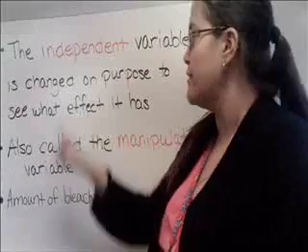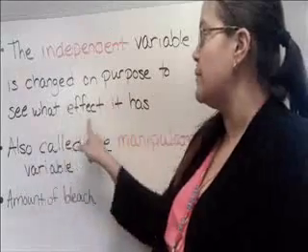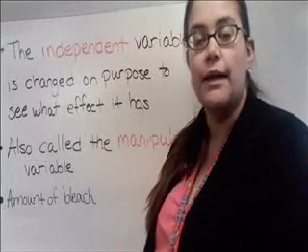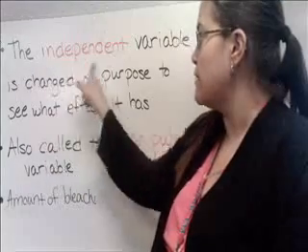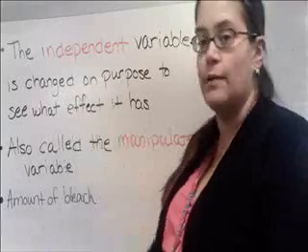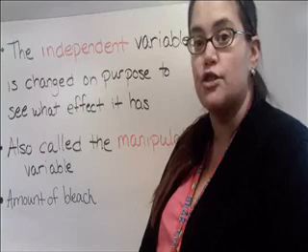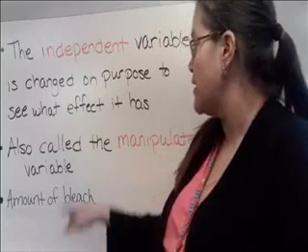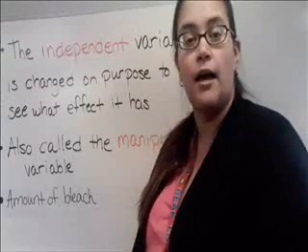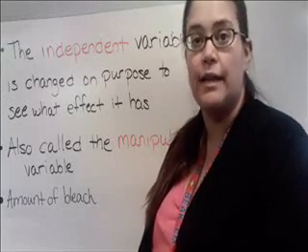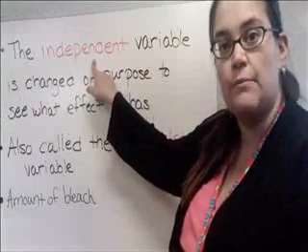All right, first, the independent variable. This is what is changed on purpose to see what effect it has. So this is the point of your investigation. It's what you're testing to see what happens. So the independent variable is changed on purpose to see what effect it has. The independent variable is the only thing in your investigation that should change. Everything else should stay the same. It can also be called the manipulated variable. So some books or people will call this the manipulated variable. It's the same exact thing. I will call it independent because that's what I'm used to.